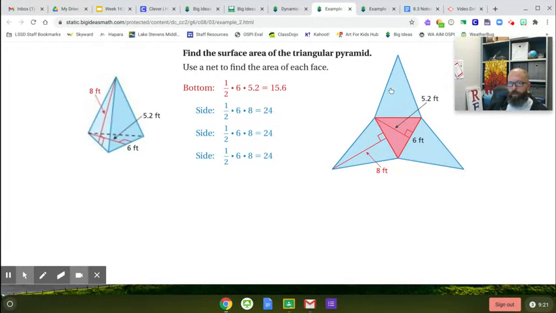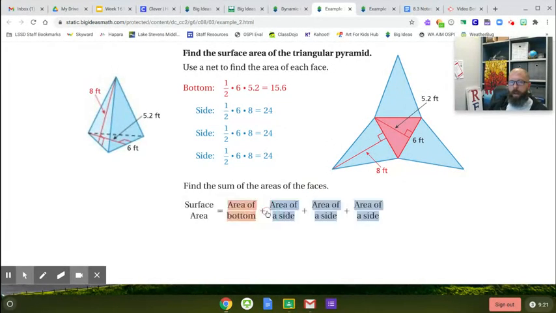So you have 24, 24, and 24. Now you add up the sum of all 4 of these, 1, 2, 3, 4, and you end up with 87.6. 24 plus 24 plus 24 plus 15.6.